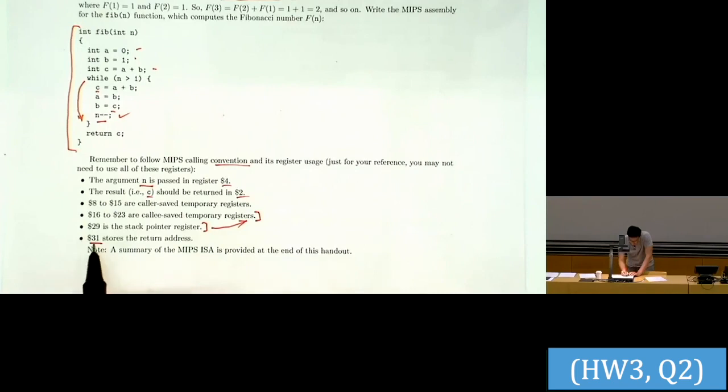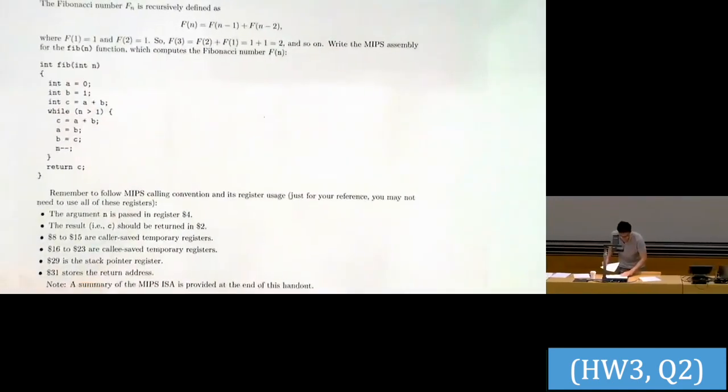And we also need one return address, because as you remember, every time that we call a subroutine, we call a function, we need to store the return address somewhere. And the return address is the return program counter. And this is typically stored in register 31. So let's take a look at this code. Let me do something so that you can see the code.